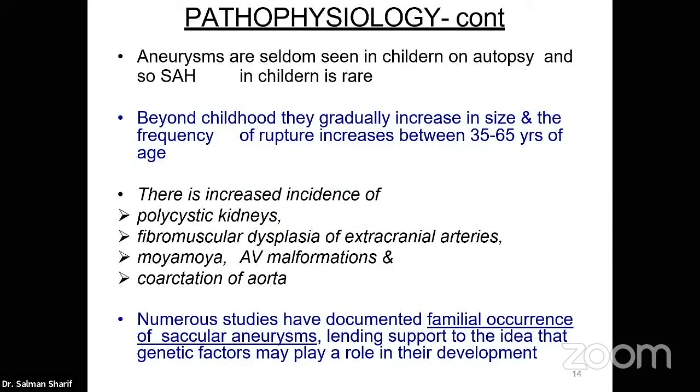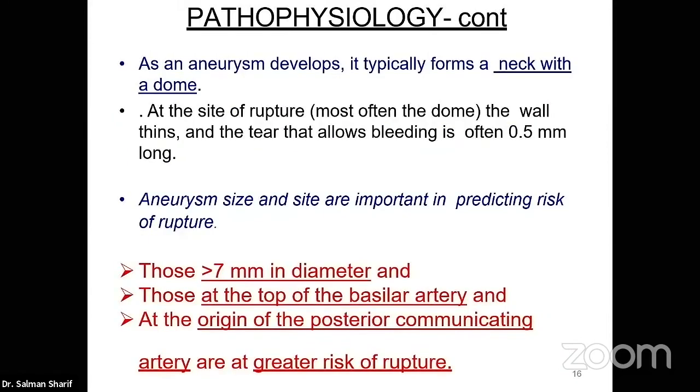Aneurysms are seldom seen in children on autopsy, so SAH in children is rare. Beyond childhood, they gradually increase in size, and rupture frequency increases between 35 and 65 years of age. There is increased incidence of polycystic kidneys, fibromuscular dysplasia of extracranial arteries, Moyamoya disease, AVM, and coarctation of aorta. These are associated diseases which may be a cause of the aneurysms. Numerous studies have documented familial occurrence of saccular aneurysm and support the idea that genetic factors may play a role in their development.